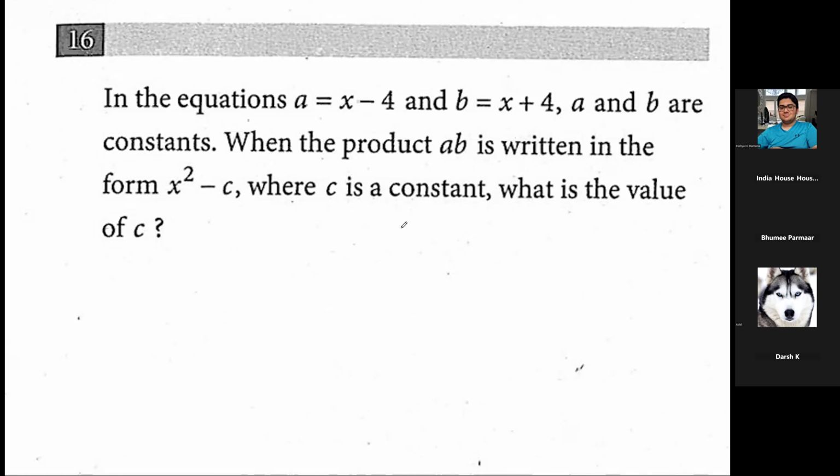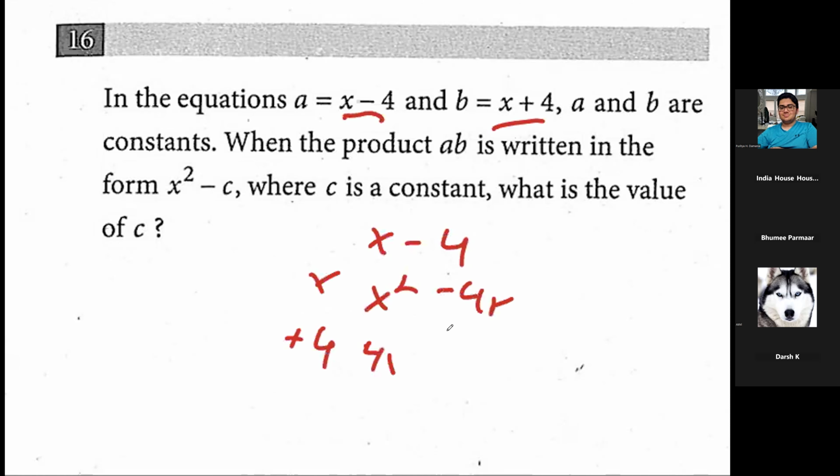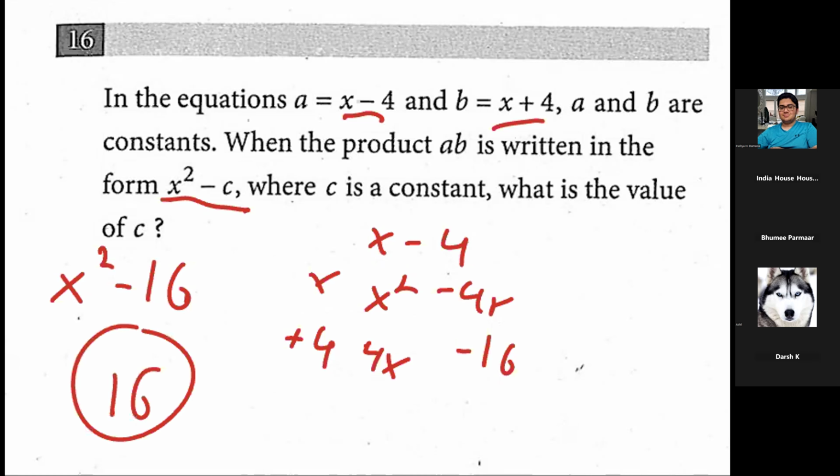Okay, so question 16 is pretty easy, because this is the same form as one of the previous questions where we have x plus and minus a value. So this would just be x minus 4, x plus 4: x squared, negative 4x, positive 4x, and negative 16, which is just x squared minus 16. And it says the product is x squared minus c. X squared is x squared, minus is still there, so c is 16. So that's the correct answer.